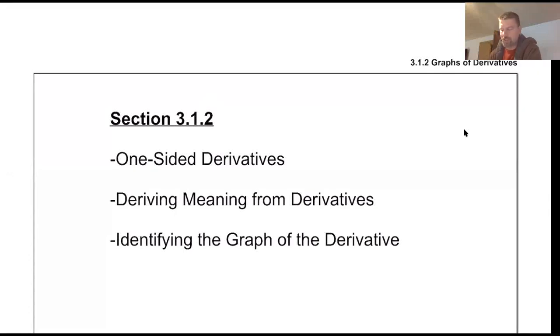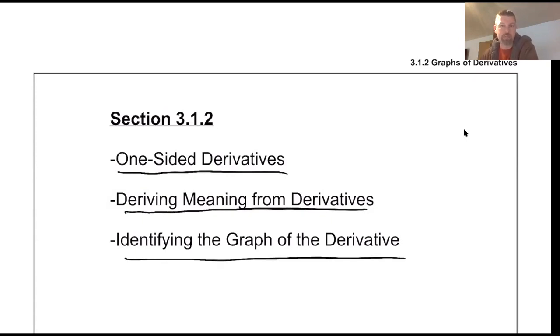Okay, so today's video is on section 3.1. It's 3.1.2 again for the second day of covering 3.1. We're going to talk about one-sided derivatives. It's relatively minor, but a good thing to see. We're going to talk about deriving meaning from derivatives, which is a little bit more important, and identifying the graph of the derivative, which is probably one of the more important things that we are going to learn today.